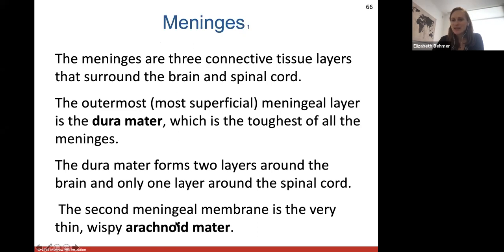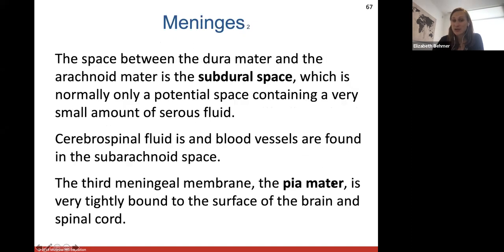The second meninge layer is very thin and wispy, and we call that the arachnoid mater. And then there will be a space between the dura and the arachnoid mater, and we call that the subdural space. It's normally only a potential space containing a very small amount of serous fluid. Cerebrospinal fluid and blood vessels are found in the subarachnoid space, which is the space below the arachnoid layer. And I'll show you a picture of this.